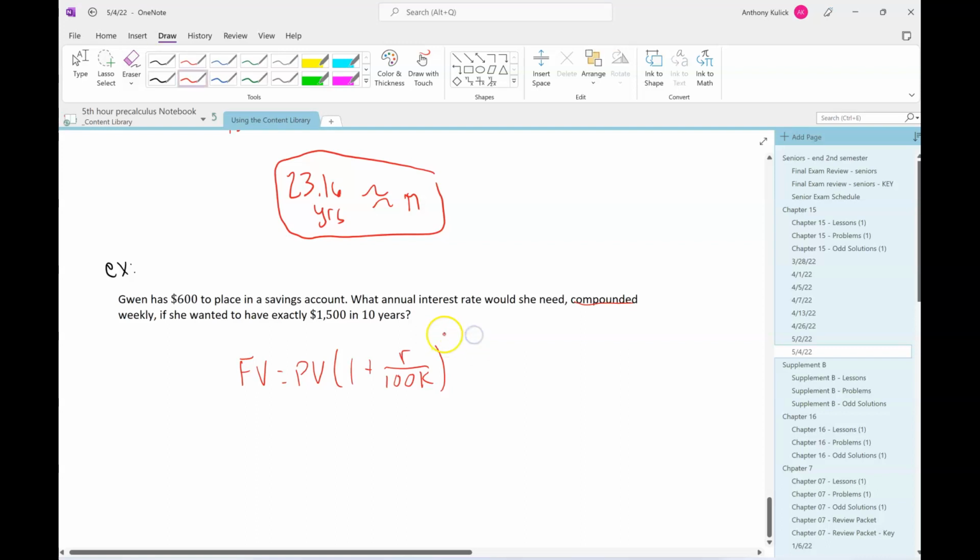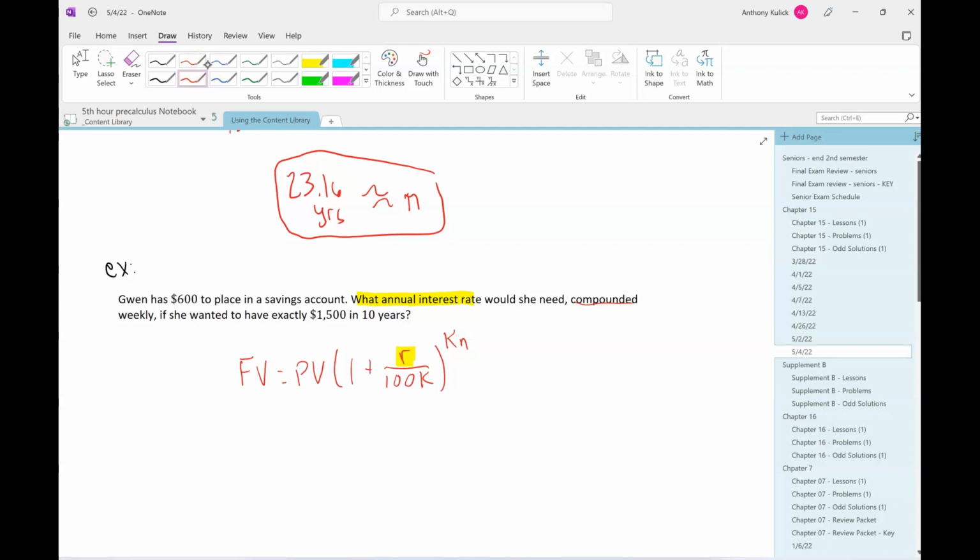I think we wrote a kn. It doesn't really matter. All right. What are we solving for here? Yeah, so that's the r. Okay, well, let's start filling everything else in.